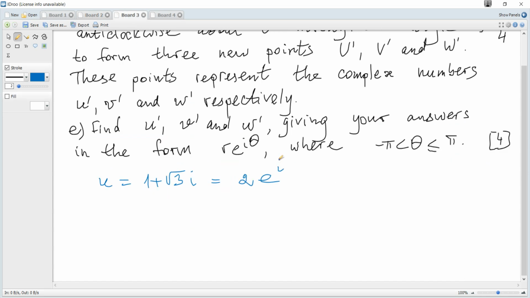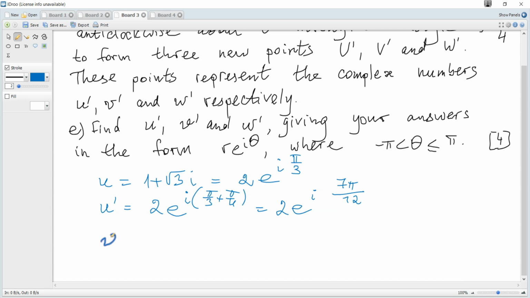So it becomes 2 e^(iπ/3), and then U primed becomes 2 e to the power i (pi over 3 plus pi over 4). With common denominator 12, it's 7 pi over 12. It's less than pi, and greater than negative pi.